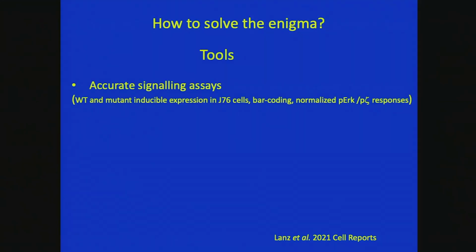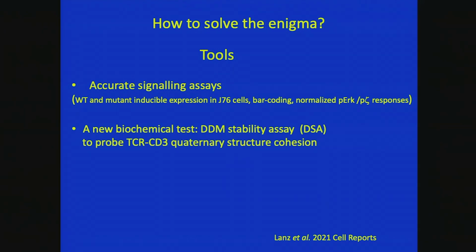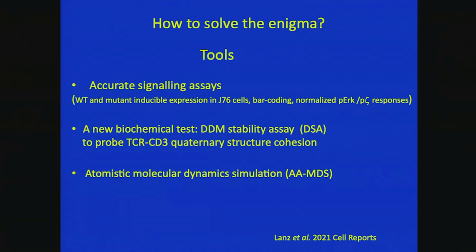And so to solve this enigma, we had to do a couple of new things. First, to have a very accurate signaling assay, okay? So to compare wild type and mutant in parallel by barcoding, by FACS analysis, because ERK activation and zeta phosphorylation can also be detected very carefully and quantitatively by FACS analysis. And then also a biochemical assay that will tell us what was going on in the receptor when this mutation was present, and finally with atomistic initially, and then coarse-grained molecular dynamic simulations.